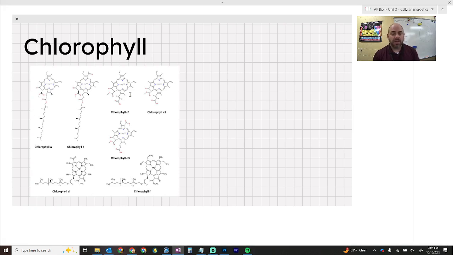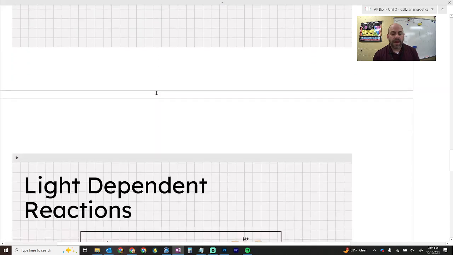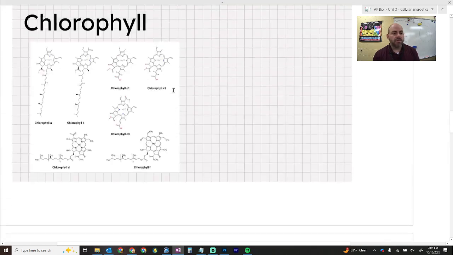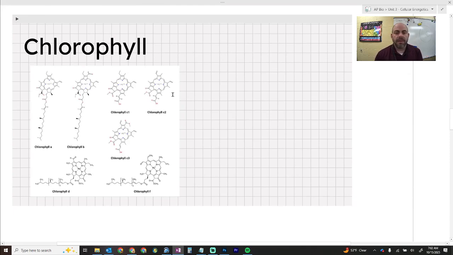That's an important distinction. Don't have a graph here to show you. There's a very common graph that shows the light spectrum on the x-axis and absorbance on the y-axis, and you can see absorption is really high in the red spectrum, the blue spectrum, but really low in green because it's not being absorbed, it's being reflected.